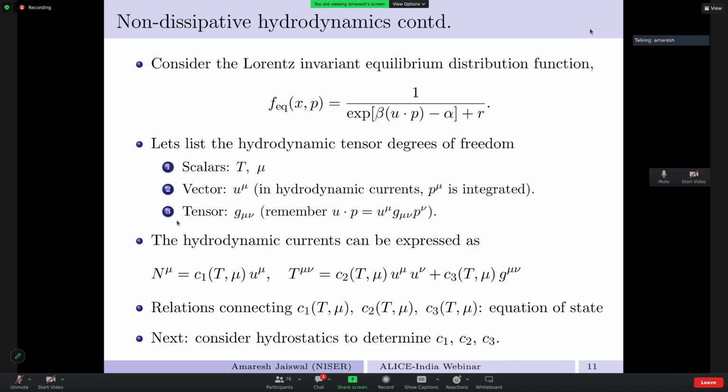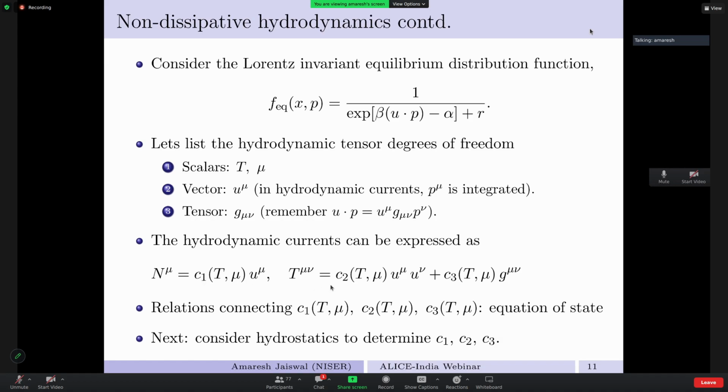So the hydrodynamic currents can be expressed most generally in this form, the N^μ and the T^μν. Remember, you cannot write any other term because u·u is 1, and therefore no new terms can be generated. So this is the most general form you can write, where C1, C2, and C3, the coefficients of these vector and tensor terms, are Lorentz scalars.